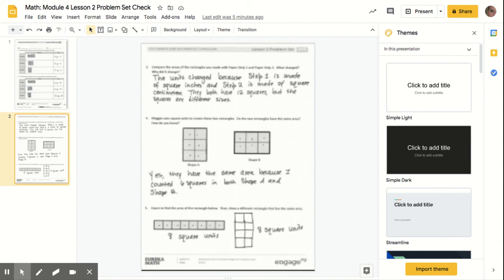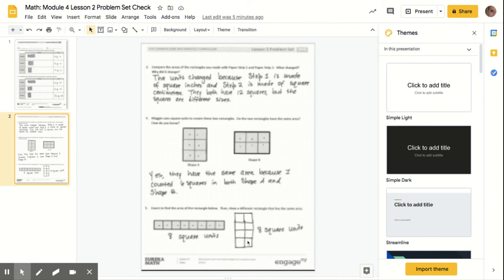Then on number 5, it says count to find the area of the rectangle below. Then draw a different rectangle that has the same area. So if we count this one at the bottom, 1, 2, 3, 4, 5, 6, 7, 8. So the area of the drawn rectangle is 8 square units. And it's asking you to draw another rectangle with 8 square units.